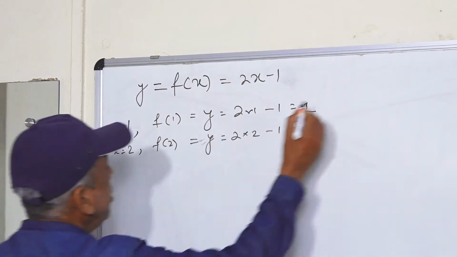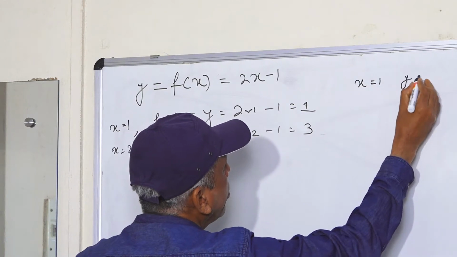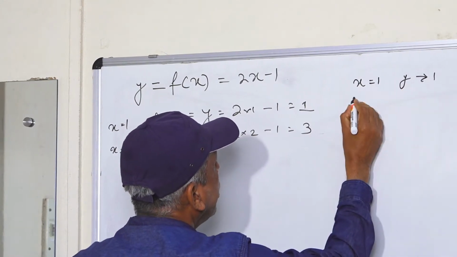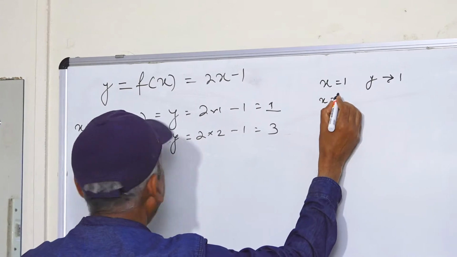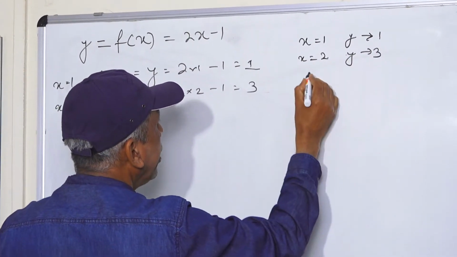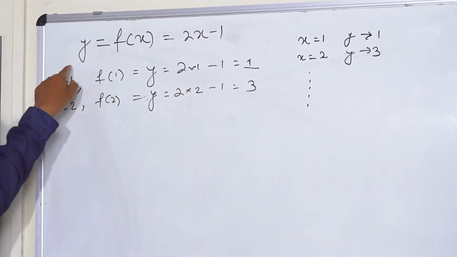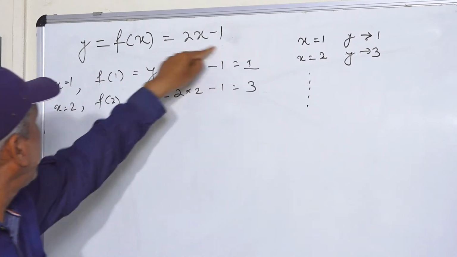Now if x is equal to 1, then y becomes 1. If x is equal to 2, then y becomes 3. Accordingly, we follow this. So like this, it is our arithmetical, mathematical function.